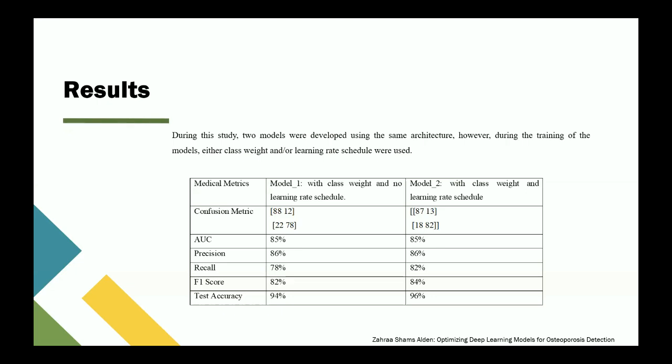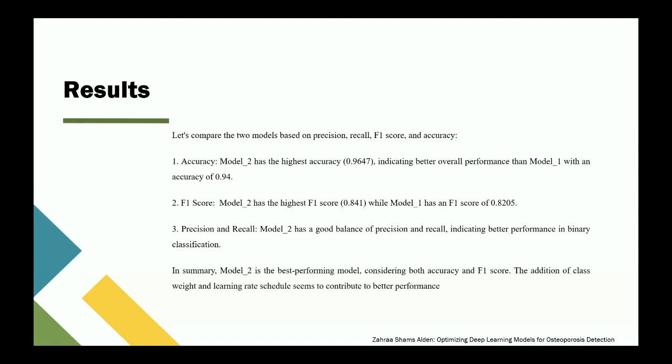Here are the results. They developed two models, one with class weight but no learning rate schedule, and the other with class weight and learning rate schedule. We can see the precision, recall, and test accuracy for both models are very high, but the test accuracy for the second model, which uses class weight and learning rate schedule, is very high. So we can say that model 2 has high accuracy, which is 96%, and a high F1 score of 84% compared to the other model.